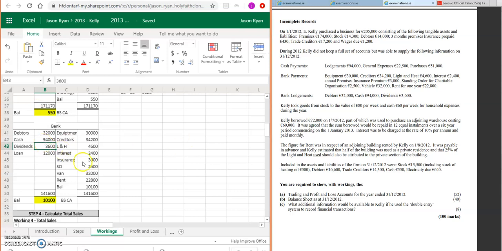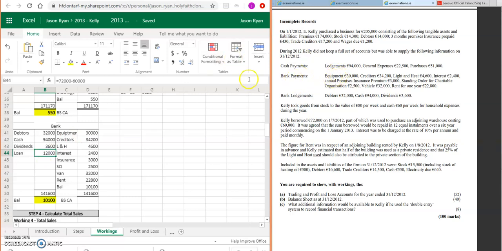In this question, we'll just have a look at the loan down here. It says Kelly borrowed 72,000 on the 1st of 7, 2012, part of which he used to purchase an adjoining warehouse costing 60,000. That's all it says. So we have 12,000 left over. That 12,000 just goes straight into our bank as a loan. We just leave it there until we spend it.